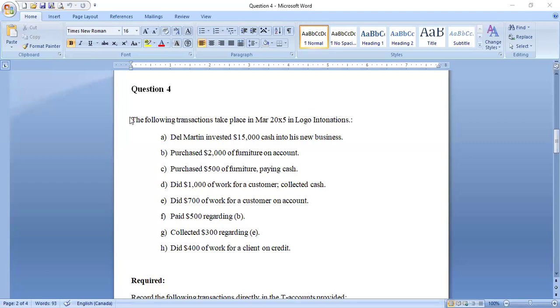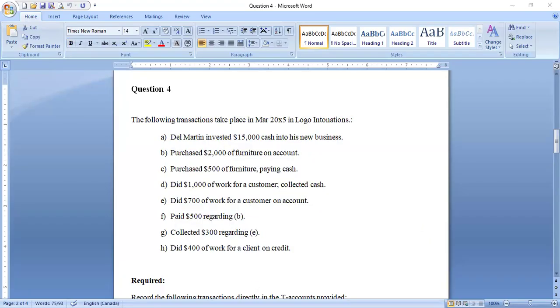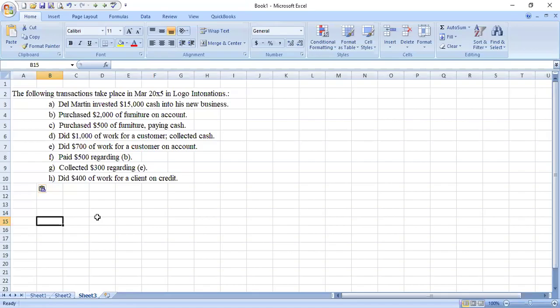Again, on this one, what we're doing is we're only doing the journal entries. So I'm going to copy this, I'm going to move to the Excel spreadsheet, and we're going to keep going together. Very fast, very simple, so you can have one more thing. The following transactions happened in this company. First thing, the owner invested $15,000 cash into his new business.